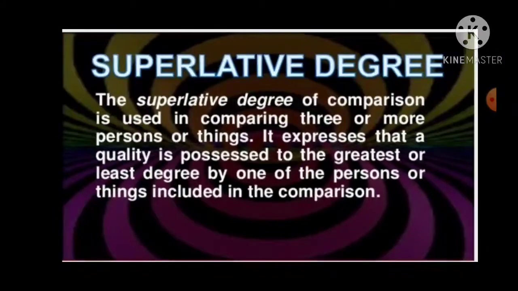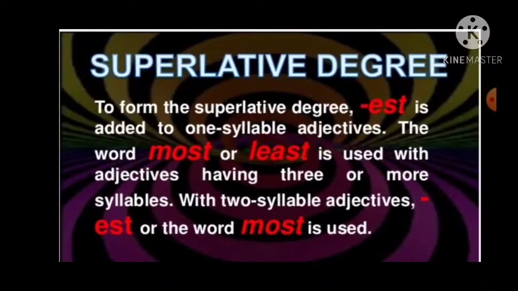Next, what is superlative? The third degree of comparison. The superlative degree of comparison is used in comparing 3 or more persons or things. When there are more persons or things or places, then we use the superlative degree. It expresses that a quality is possessed to the greatest or the least degree by one of the persons or things included in the comparison. This is what superlative means, the highest. Superlative degree, how can we form this?